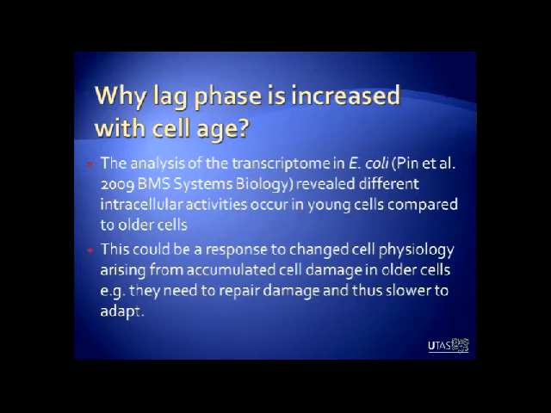Young cells rapidly express genes during lag phase and don't express stress protection genes, which suggests they don't need to repair damage before growth. However, old cells seem to express some stress-responsive genes, probably repairing and adapting at the same time. Thus, they take longer to leave the lag phase.